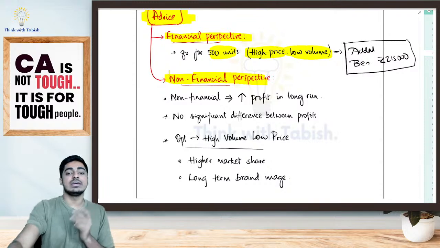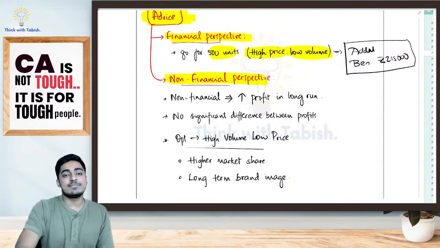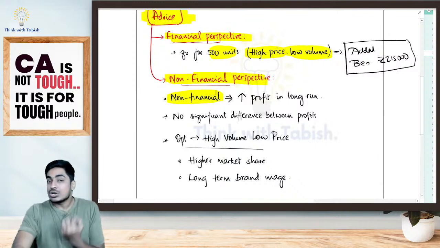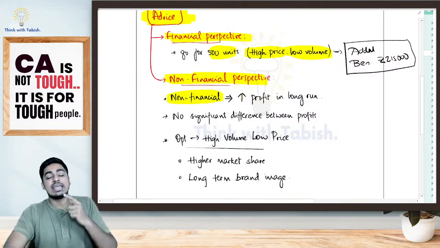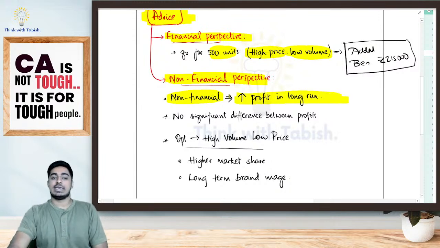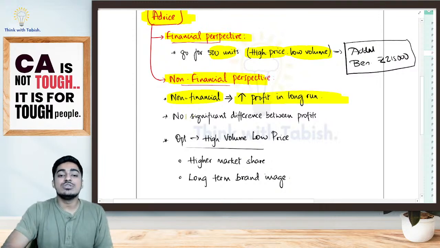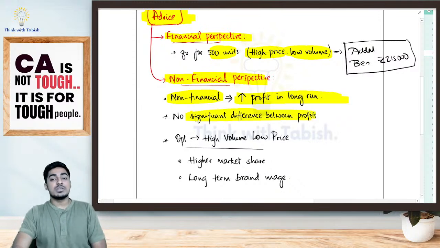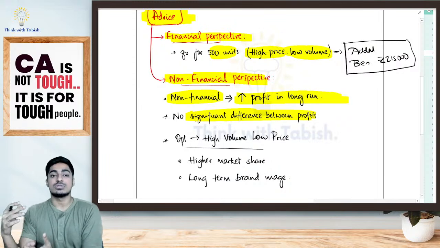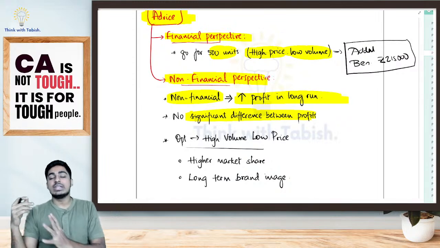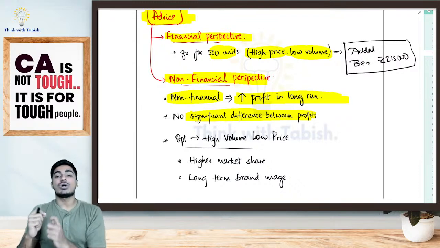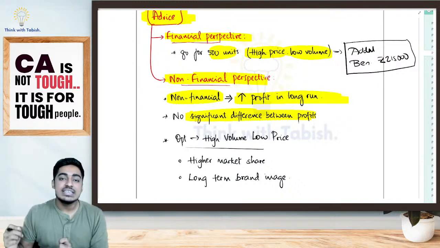So what we are telling, look at this, non-financial factors will not increase our profit in the short run. Yes, in the short run, it will not increase, but it will help us to increase our profit in the long run. Again, there is no significant difference between the profit. We are talking in terms of crores, 1 crore 30 lakh, 1 crore 28 lakh. So from that perspective, the difference in profit is not that big, is what ICAI is telling.